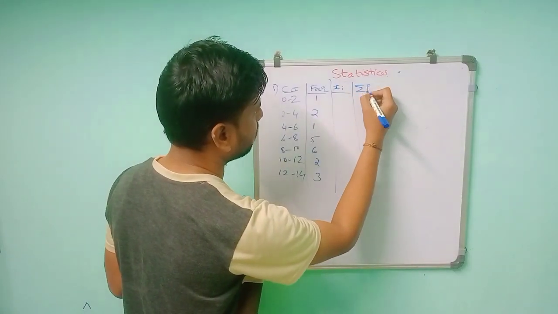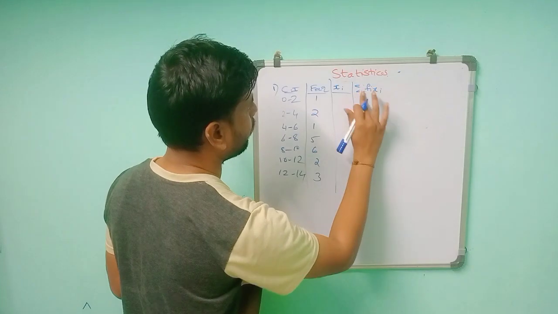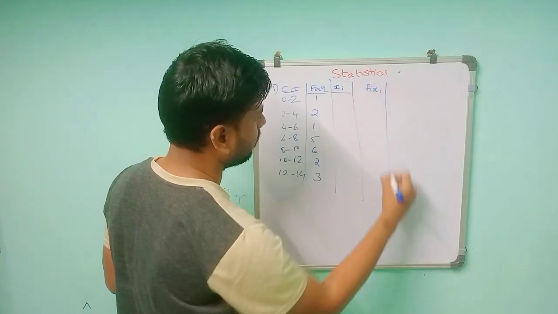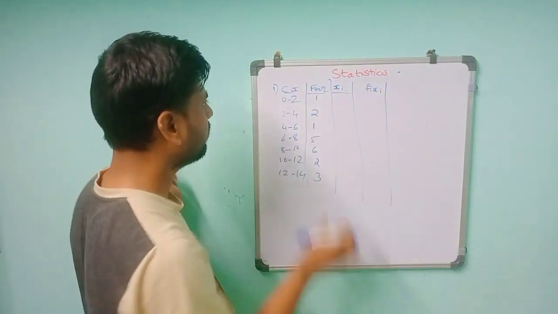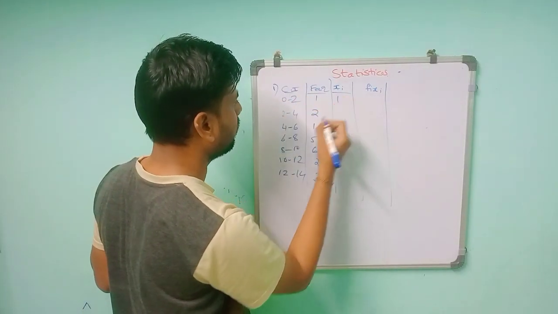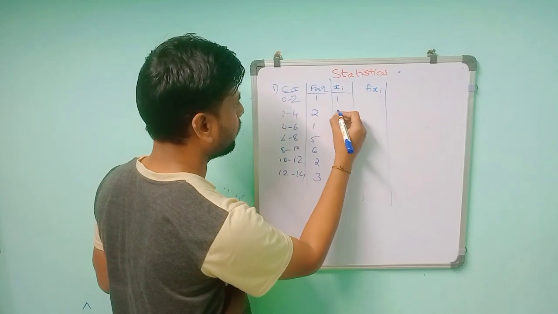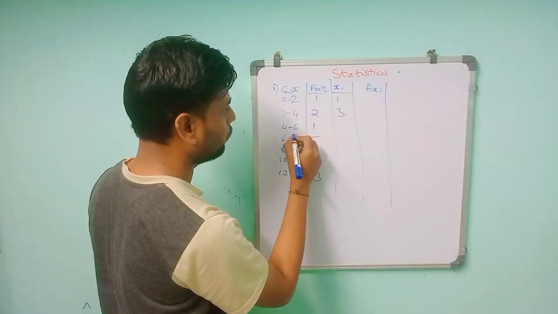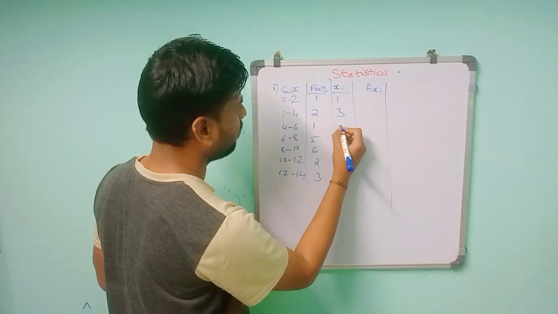The direct method is sigma Fi HI. So you have to find the value of Fi into HI. How can you find out HI? It is upper limit plus lower limit divided by 2. So 2 plus 0 is 2, 2 divided by 2 is 1. Then 2 to 4, 6, 6 divided by 2 is 3. Then 4 to 6, 10 divided by 2 is 5.